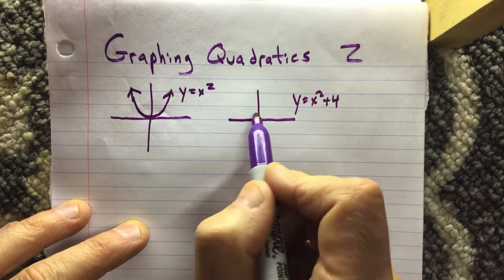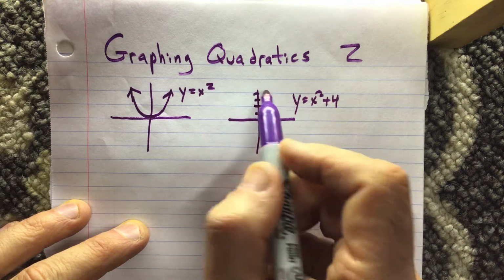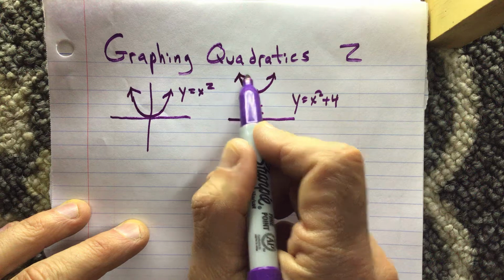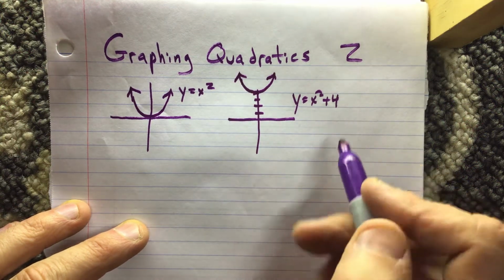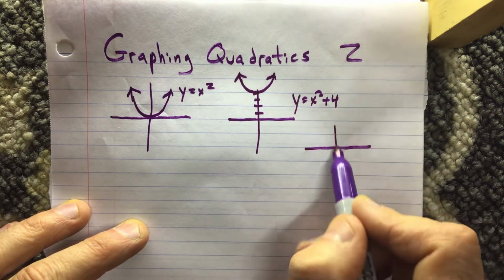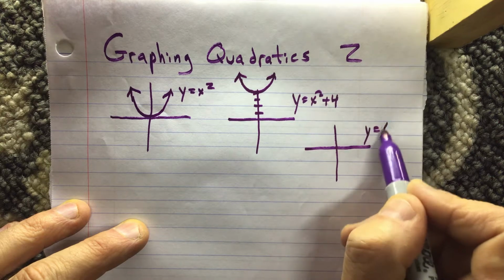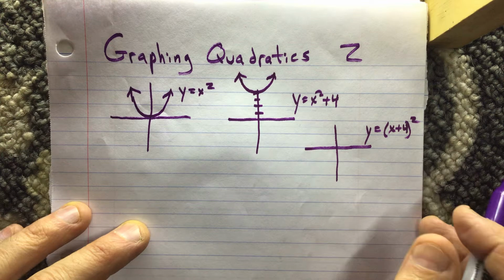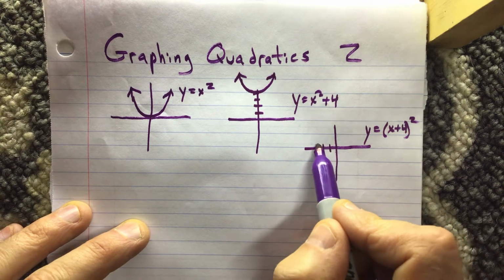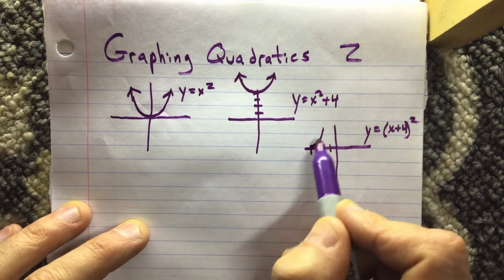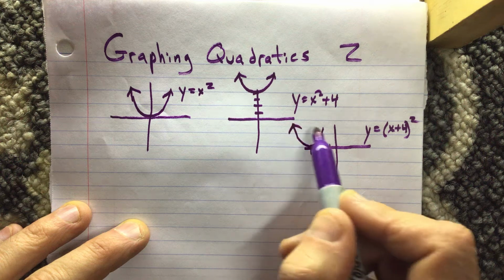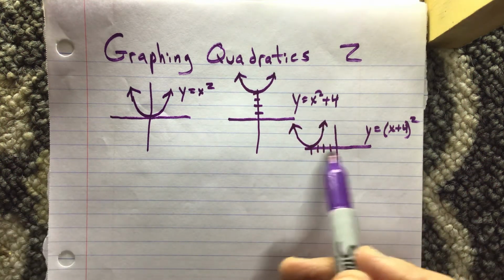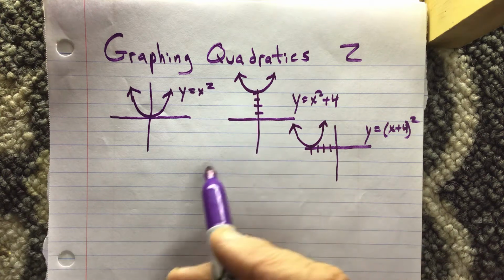What happens is that you shift 4 units up and you have the same exact parabola. So every solution has 4 added to it. We looked at y equals (x plus 4) squared, and we saw that that moves 4 units to the left. So it's the same shape parabola, just every solution lands over here to the left. So that's a horizontal transformation. This is a vertical transformation.